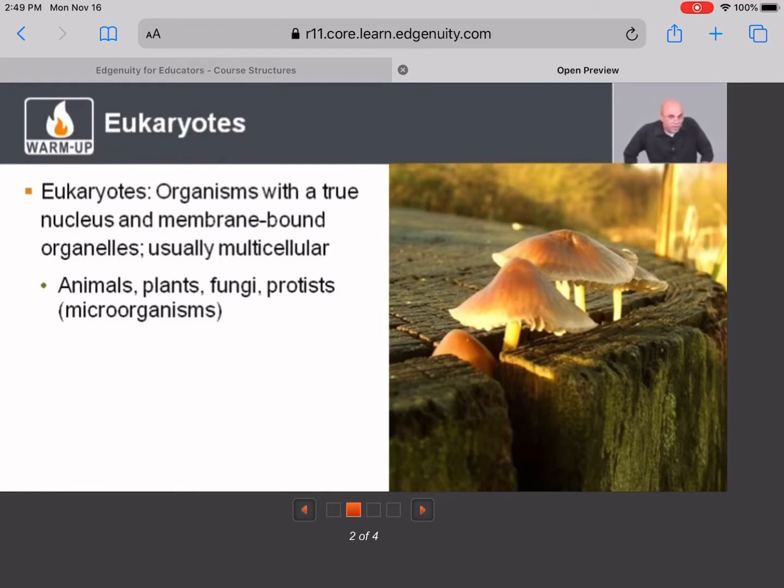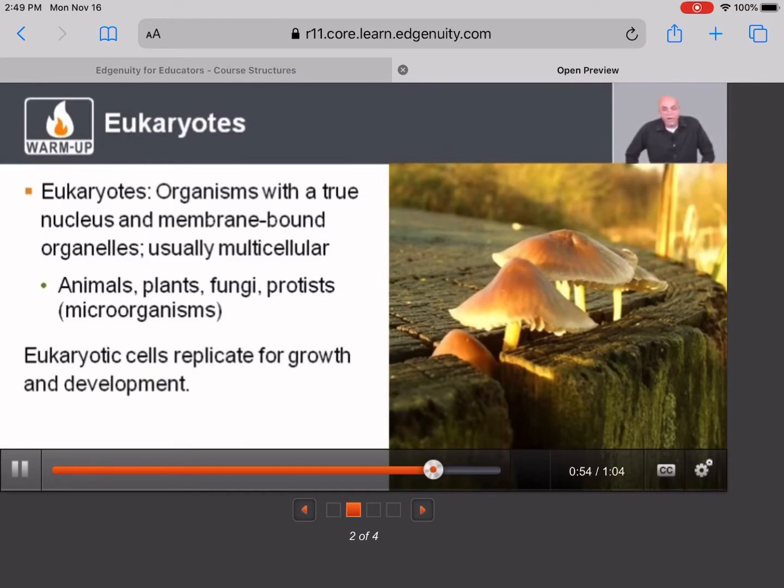In order to be a eukaryote, your organism must have a nucleus. Inside the nucleus is where the DNA is located. And remember, eukaryotes must have membrane-bound organelles. Eukaryotes replicate their cells for growth and development. You'll learn more about this process over the course of this lesson.